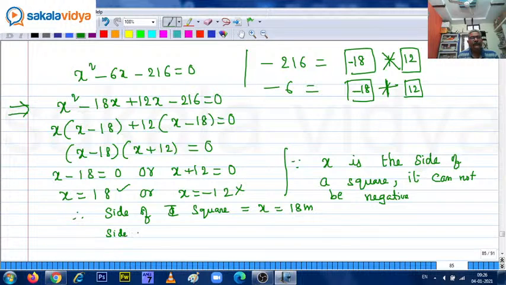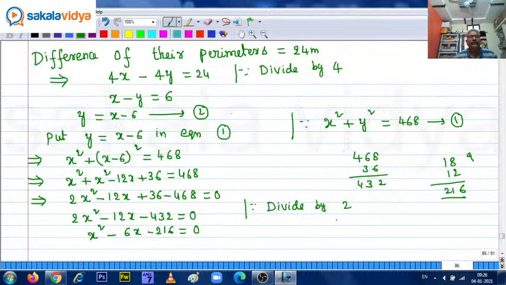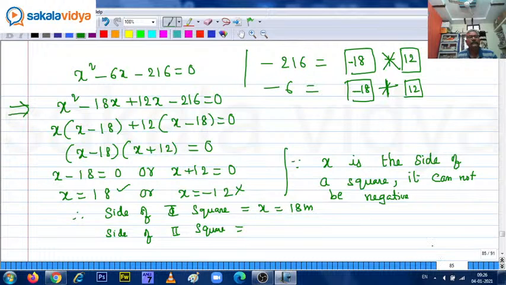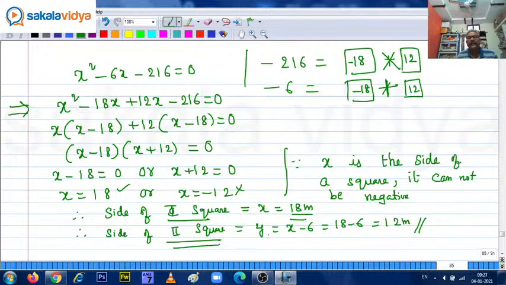Now the side of the second square is the y value. What is the y value? Go back to the question. y is equal to x minus 6, that is 18 minus 6, whose value is 12 meters. So the side of the first square is 18 meters and the side of the second square is 12 meters. This is the answer. Okay, thank you, one and all. We shall continue in the next session.